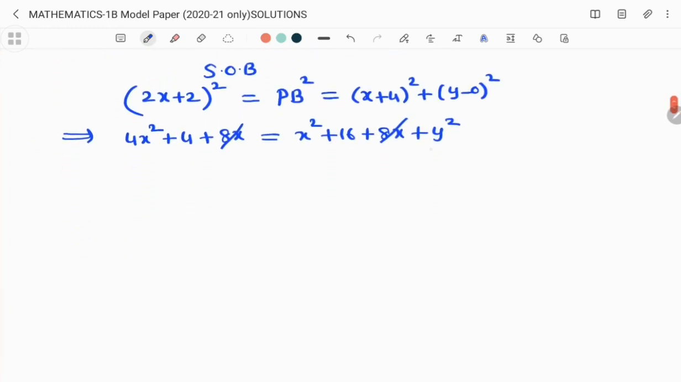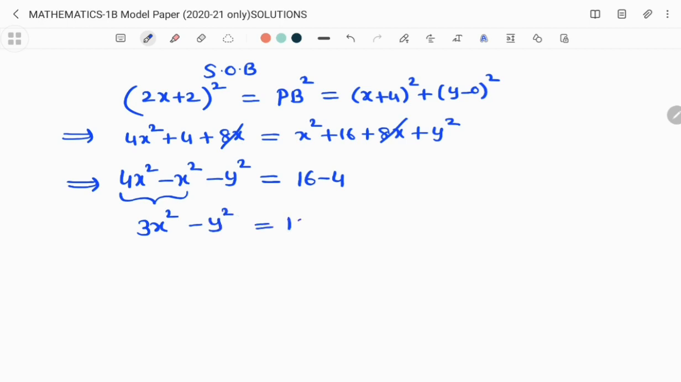This x square and y square we can take to this side. 4x square minus x square, and after that the y square term, plus y square, we can take to this side as minus y square, equal to the constant 16. The LHS constant we are also taking into the RHS. 4x square minus x square is 3x square minus y square is equal to 12. So therefore 3x square minus y square equals 12, which is the required equation of locus.